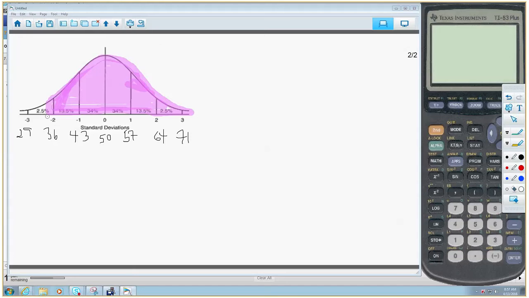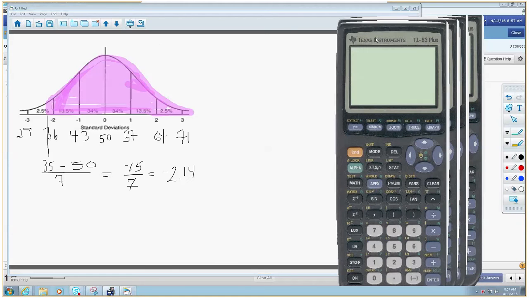All right, so we need a z-score at 35. So 35 minus 50 over 7 is equal to negative 15 over 7. 15 plus 35 is 50. Negative 2.14. Everybody get negative 2.14? So let's go over to the handy dandy calculator.